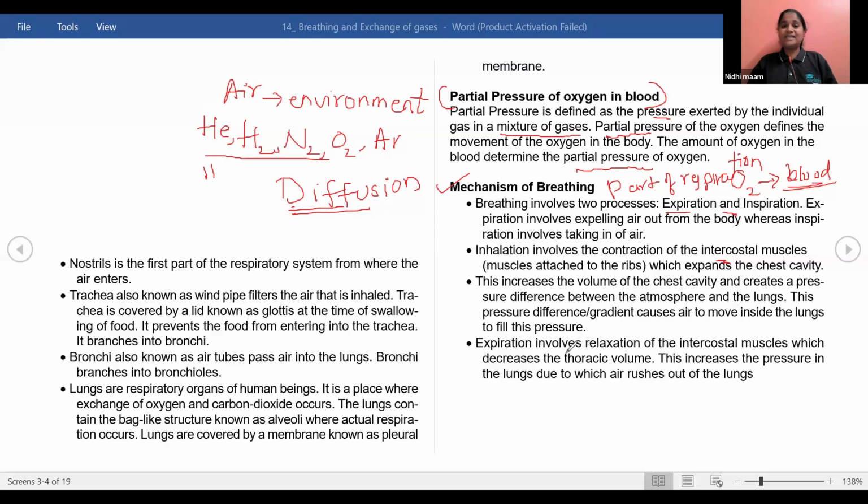What happens in expiration? When you release the air, everything goes back inside. Relaxation. The intercostal muscles relax and the thoracic volume decreases. This increases the pressure in the lungs, due to which air rushes out of the body. So this is how air enters and rushes out of the body. Inhalation and exhalation. Fine.